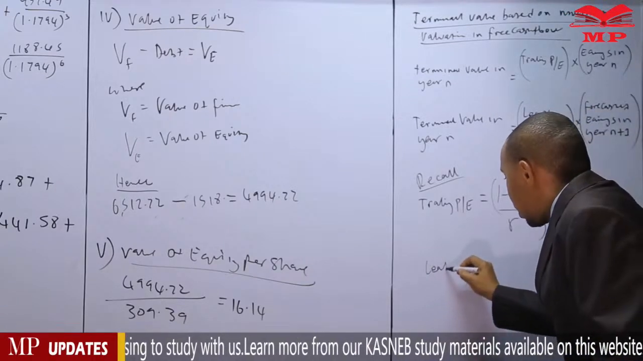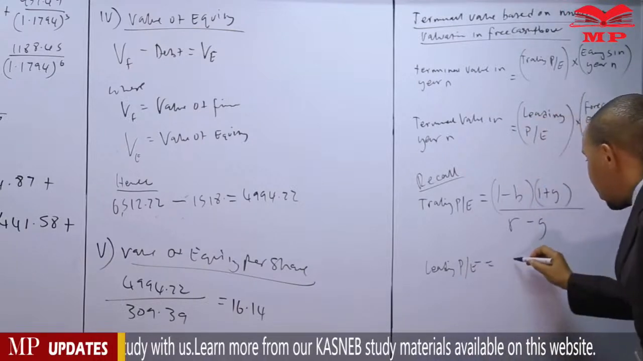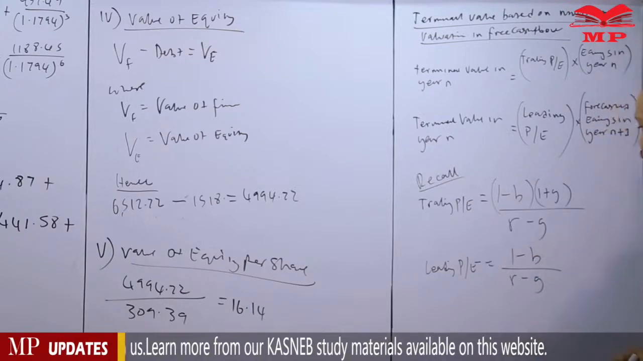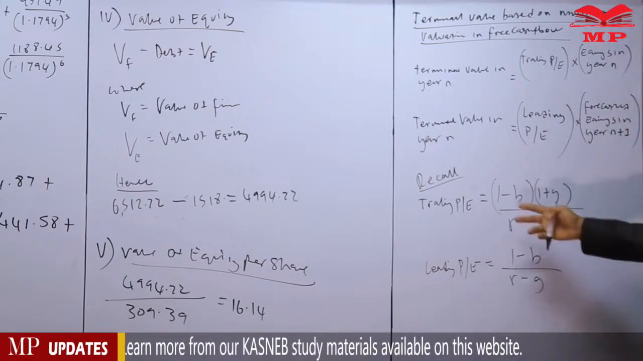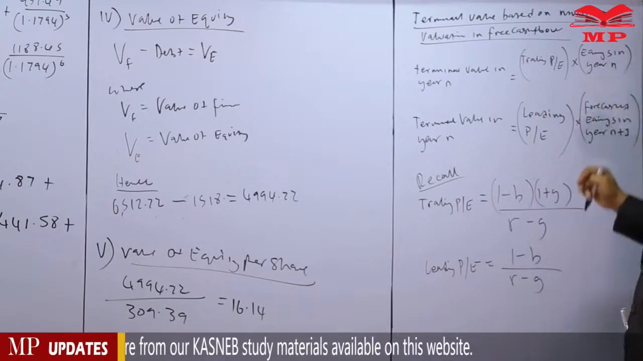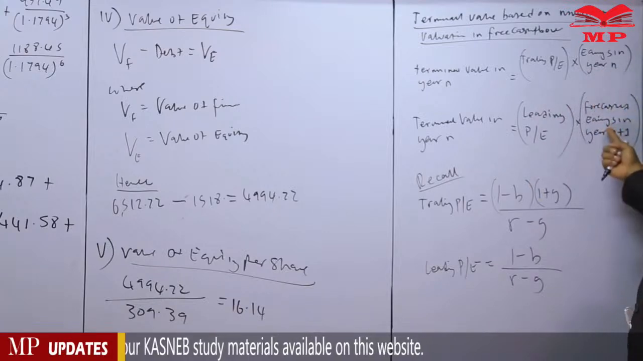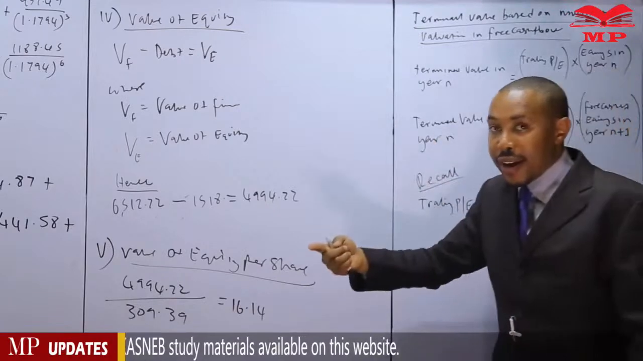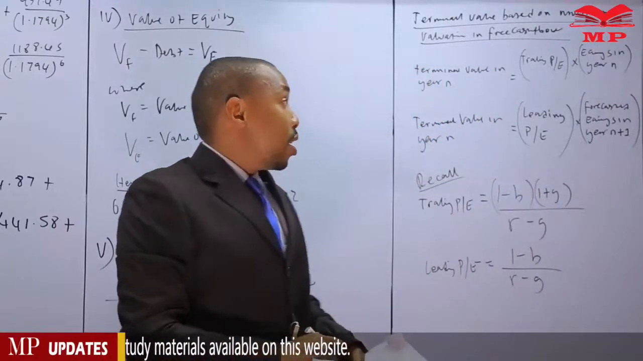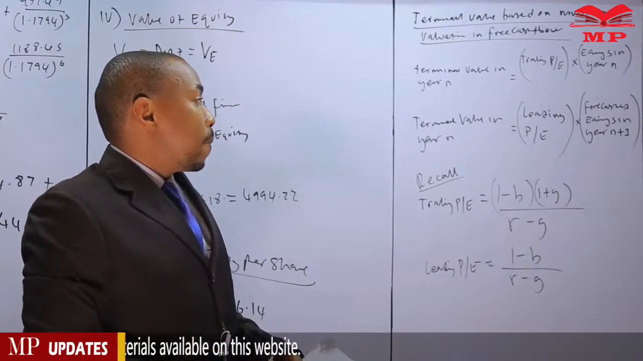The leading P/E is given as 1 minus B over R minus G, like that. So with the component of PE and the years of the earnings in year N, or this is the current earnings, this is the forecasted earnings or the year ahead earnings, we can get the terminal value in multi-stage valuation technique using the free cash flow model.